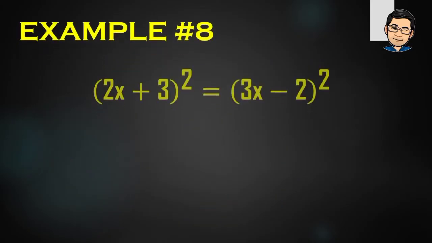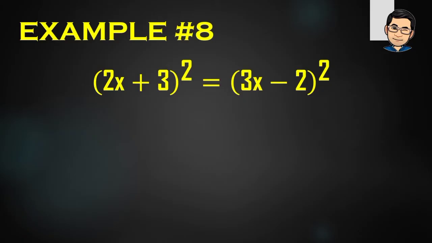Next, example number 8, we have the quantity of 2x plus 3 squared equals the quantity of 3x minus 2 squared. So, magkabilaan yung kanilang mga exponent. So, ipa-perform natin sila both side. So, 2x times 2x, that is 4x squared. And then, twice the product of the first and second term. 2 times 3 is 6x times 2, 12x. Square the last term, 3 squared, 9. And then, on the right side, square the first term, 3x. That is 3x times 3x, 9x squared.